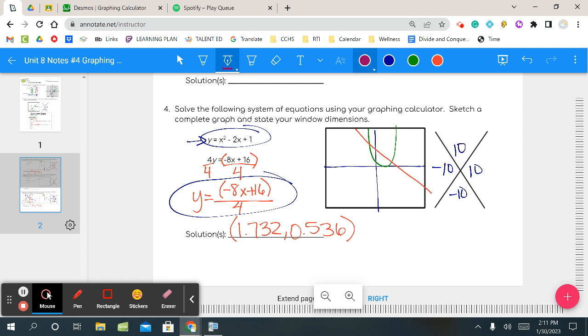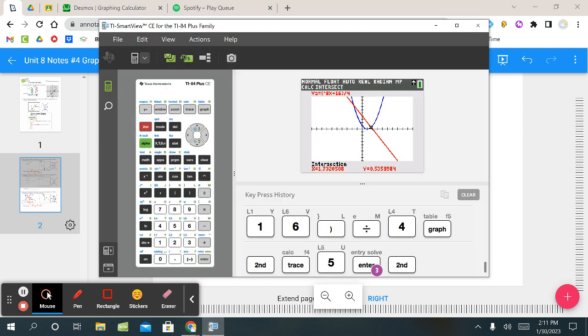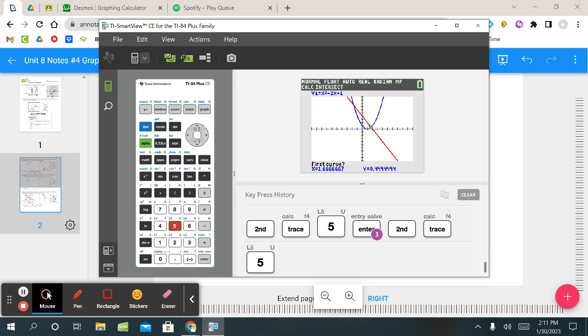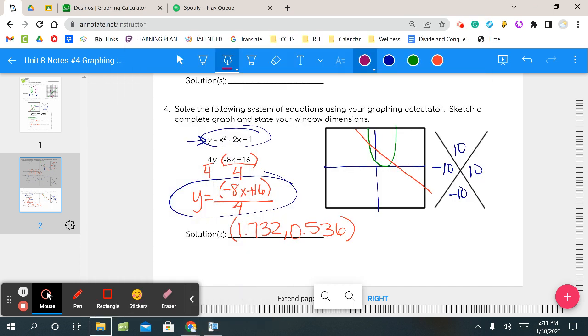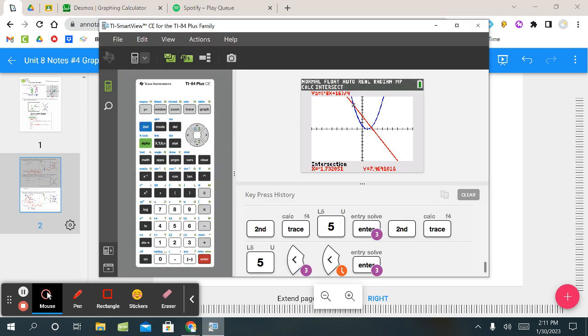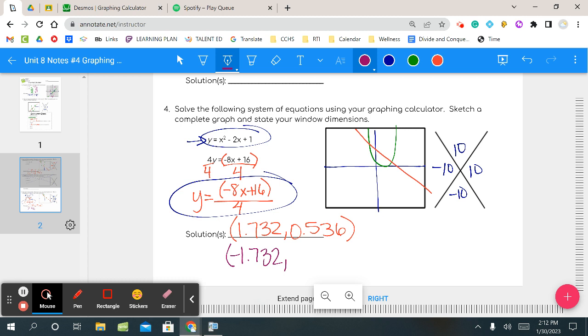So hit second trace again. Go down to intersect, and this time I'm going to have to move the cursor so it's closer to the other side. Press enter and keep pressing enter. This one's going to give us our second intersection, and I can see it's over there. So negative 1.732, comma, 7.464.